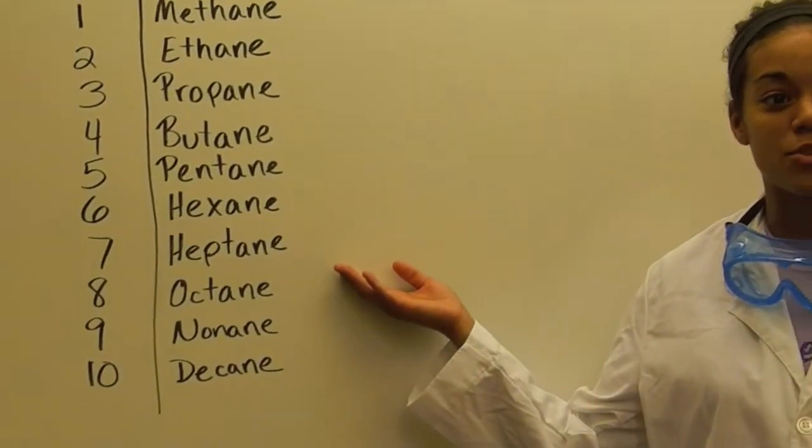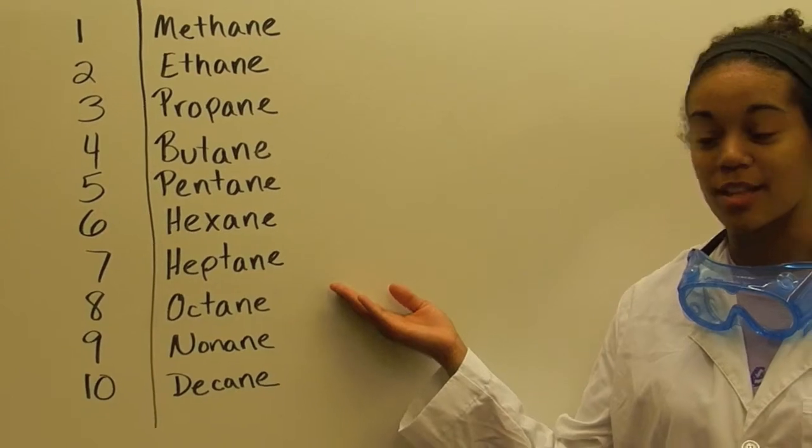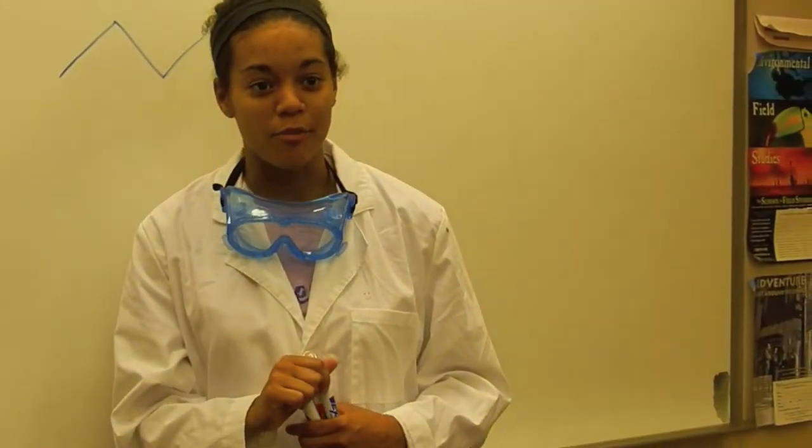Knowing the roots for the Greek numbering system makes it easier to understand the following roots, where hex refers to 6, hept to 7, oct to 8, and so on. And to make things easier, we've put a table on the board that shows a list of all the names corresponding to the number of carbons and structures that they have. Creating a table like this in your notes will be useful for future reference.